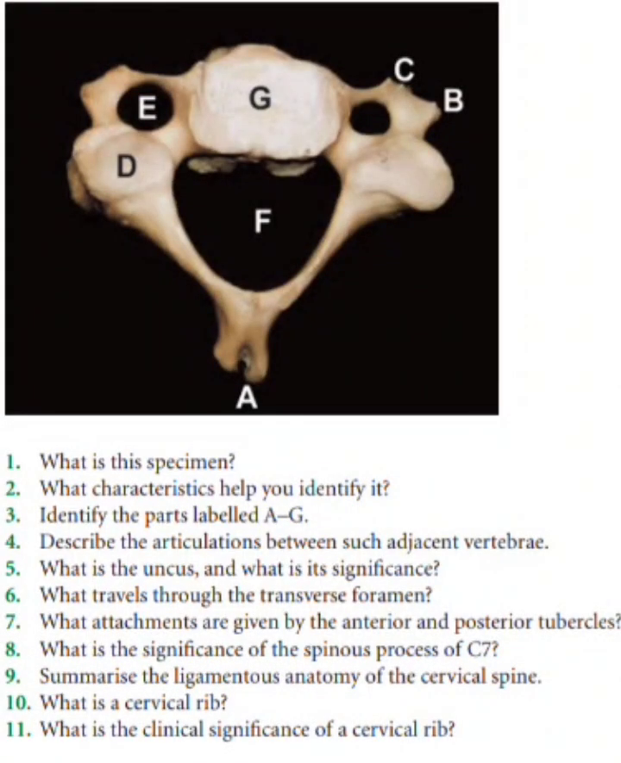The question 2 about the cervical vertebrae. Question number 1, this station is about cervical vertebrae. Question number 1, what is the specimen? This specimen is a typical cervical vertebra, C3 to C7 are typical cervical vertebrae. This picture happens to be of a C3 vertebra.